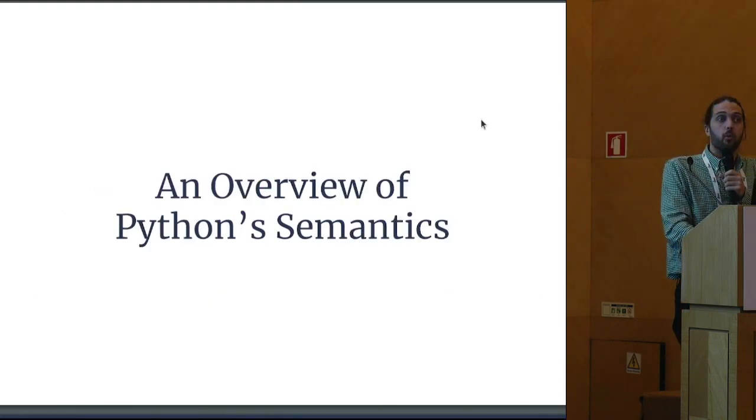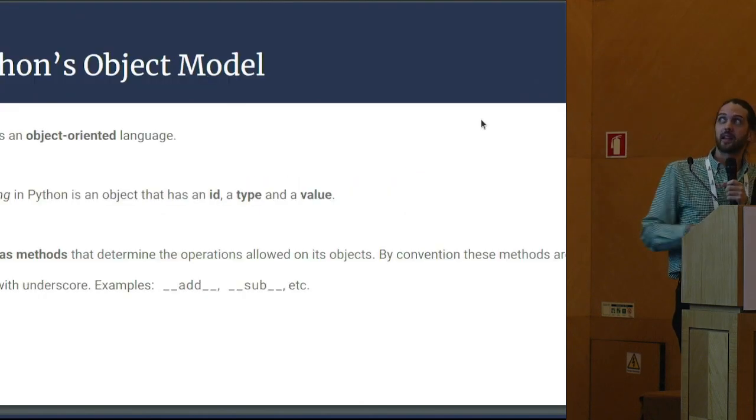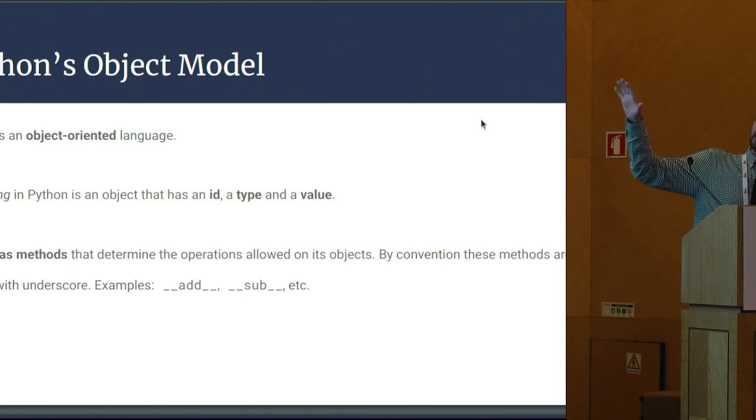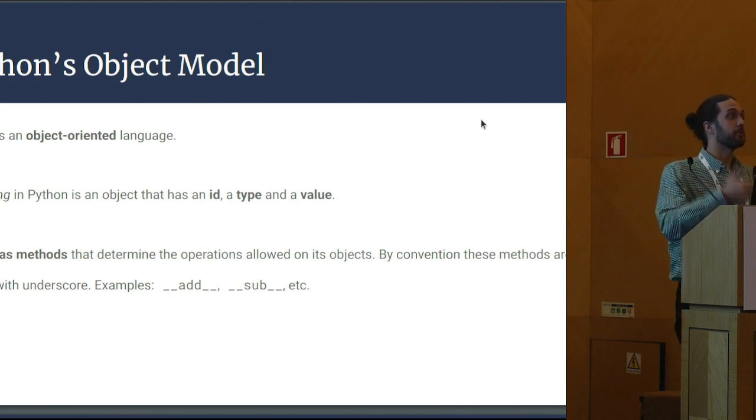So why is it hard to implement Python semantics? Well, I'll give an overview of the semantics, and I hope you'll understand. First, Python is an object-oriented language, and in Python, everything is an object. And by everything is an object, we mean that everything has an ID, which is a unique identifier, a type, and a value. And I want to go deeper into the type. A type is another object which has attributes, which are methods or functions, if you'd like. And depending on which functions are on the type of an object, you will know which operations are allowed.